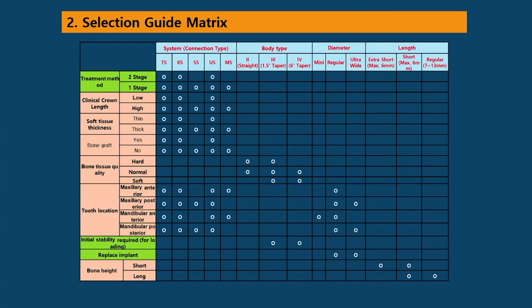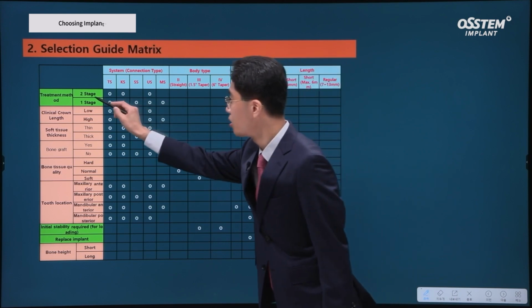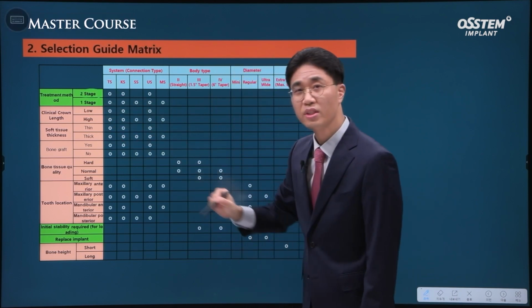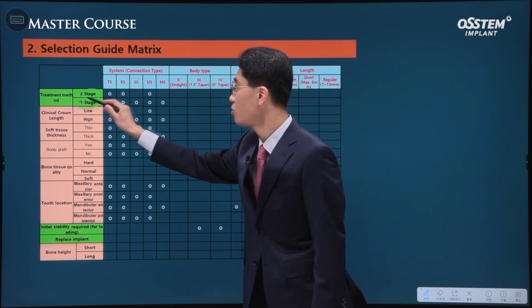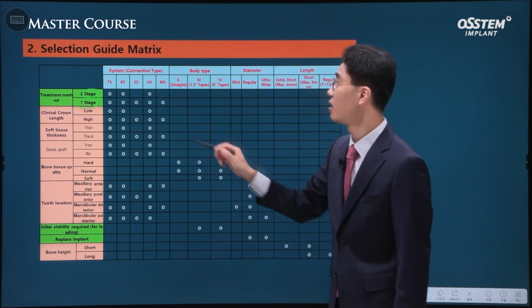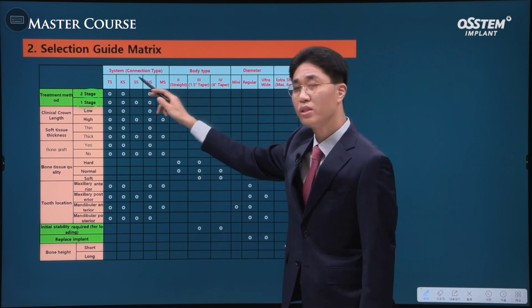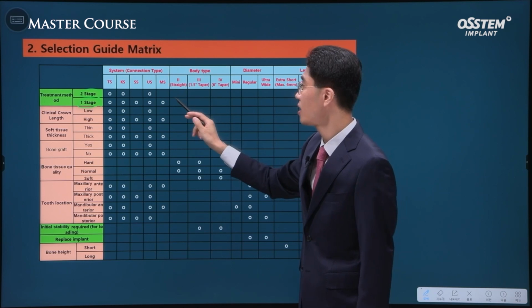This is a guideline for choosing implant. A table has been made and projected, and this is not something that is absolute. This is not an absolute guide, but it's something that we can reference, whether we're going to do two-stage or one-stage surgery. Depending on that, you can choose the different implant options.